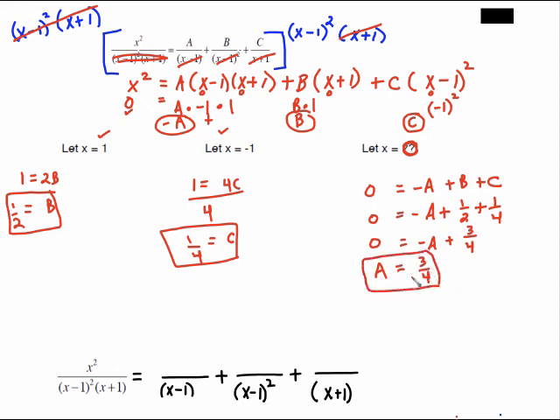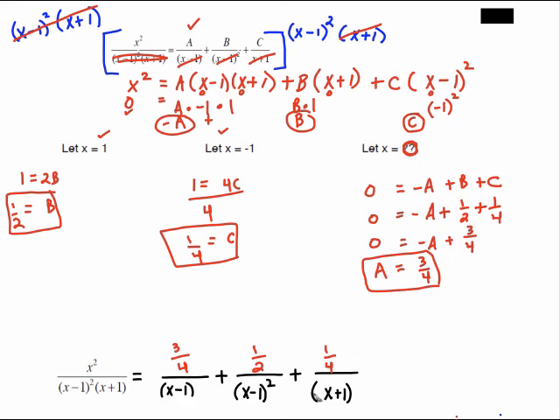Now be careful where you put these things. It's not the first thing I found goes on the first fraction and the second thing goes in the second fraction. It's a is 3/4. A was over the first denominator, so that's 3/4. What's over the x minus 1 squared is b, which was a half. And what was over the plain old x plus 1 is the c value, which is a fourth. So that is my partial fraction decomposition.